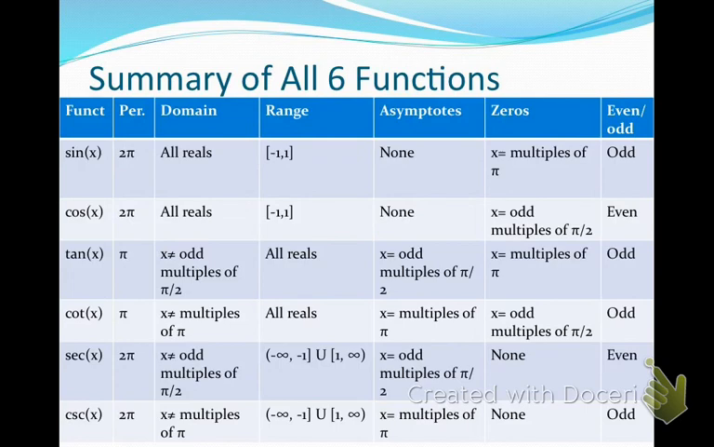So here's all 6 functions with their domains, range, asymptotes, zeros, and whether or not they're even or odd, which gives us some information about their symmetries. The only thing I want to point out here, maybe you'll just pause and copy down the rest. I said that cotangent didn't have a symmetry, and I was mistaken. It does have symmetry. It's an odd graph, so it's symmetrical about the origin.